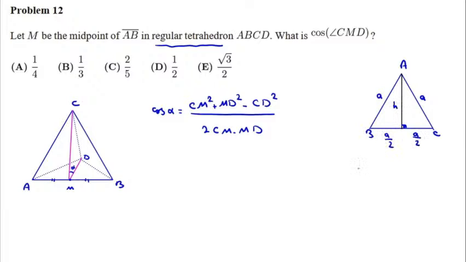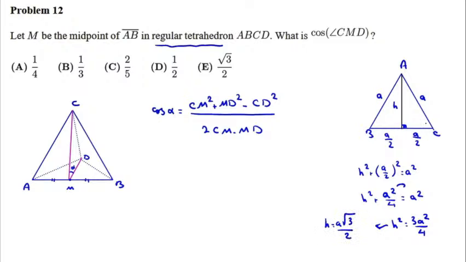And if I call this h, by the Pythagorean theorem, h squared plus (a over 2) squared equals a squared. So h squared plus a squared over 4 equals a squared. If you take it to the right hand side, h squared equals 3a squared over 4. And we conclude h equals a root 3 over 2. Also, if you know trigonometry, it is a sine of 60, which is a root 3 over 2.